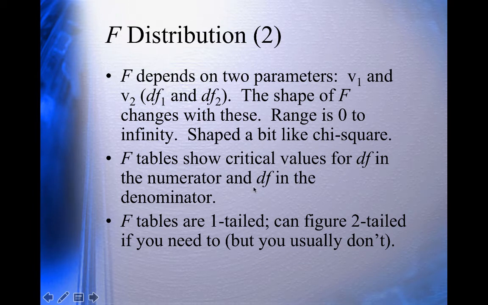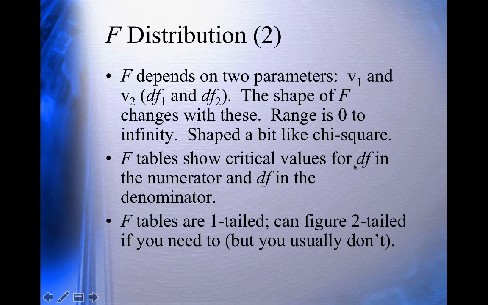The shape of the F distribution depends on two parameters, V1 and V2, the degrees of freedom 1 and degrees of freedom 2. The shape of F changes when you change these values. The range is 0 to infinity, and it's shaped a bit like chi-square, so you have this sort of skewed distribution. It's capped at the bottom at 0, like chi-square. You can't get a negative. If you get a negative value, something went wrong. Your calculations are off.